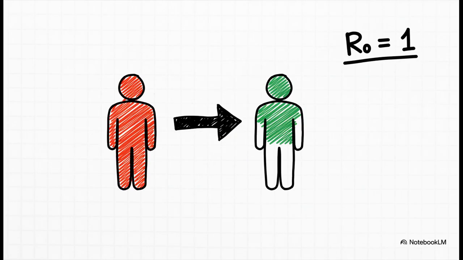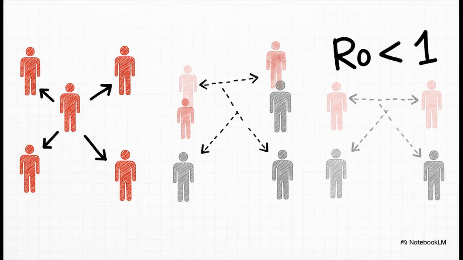Now, if R0 is exactly 1, things have stabilized. Each sick person is only infecting 1 new person. They're just replacing themselves. The number of cases isn't growing anymore, but it's not shrinking either. And finally, the goal, if R0 is less than 1, the epidemic is on its way out. It's running out of steam. Each sick person is infecting, on average, less than 1 other person. The chain of transmission is broken, and the disease will eventually fizzle out.